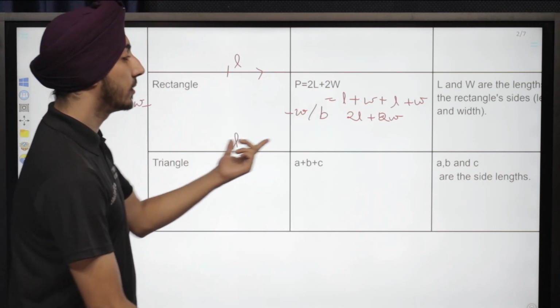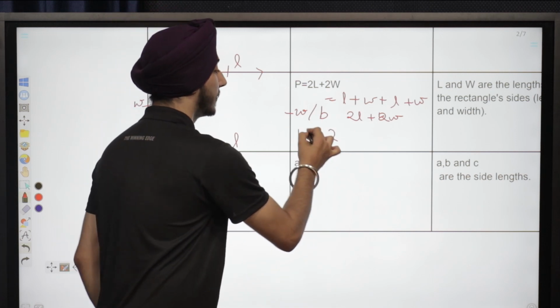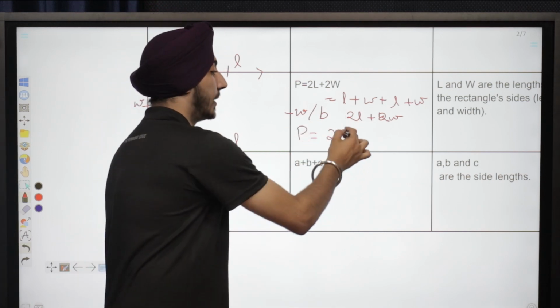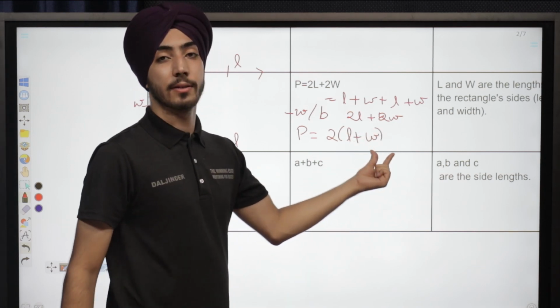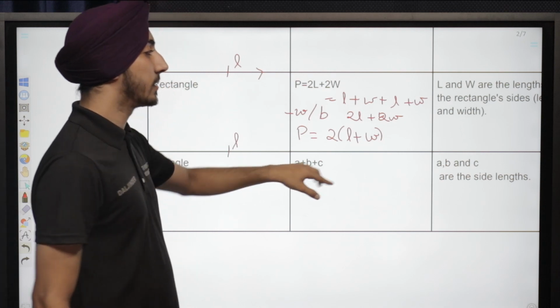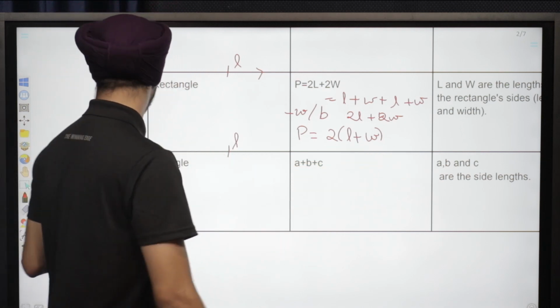So same thing we are doing. Now you can take 2 common. That is most common formula of perimeter. You take out 2 common and inside it will be L plus W, or more commonly we write it as L plus B. B stands for the breadth. So this is the perimeter of a rectangle.